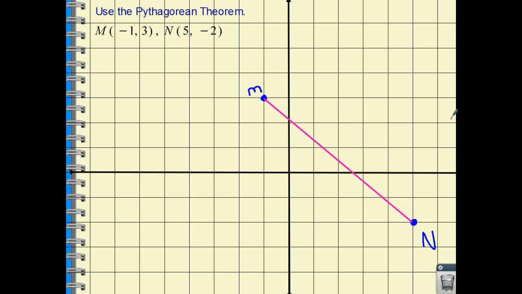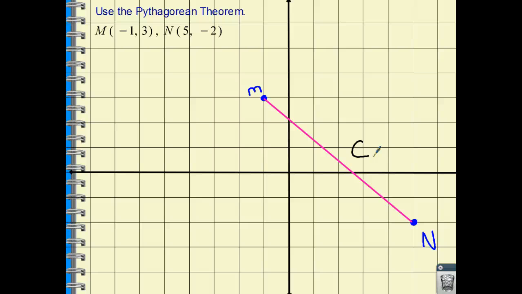Well, we notice that it is a slanted line. It is also known as a diagonal. And we're assuming right now that this is the hypotenuse also. And why can I assume that? Well, I can assume that because we can create a right triangle out of any diagonal.